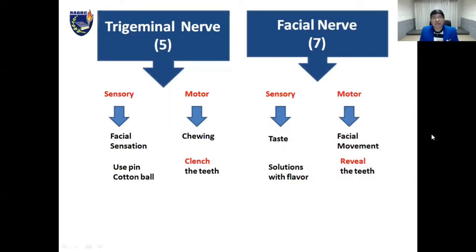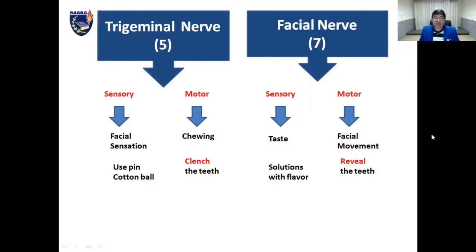Let's take a look at cranial nerve 5. The sensory root is responsible for facial sensation. It's assessed using a pin or a cotton ball. And the motor root is responsible for chewing, and it's assessed by asking the patient to clench the teeth. For cranial nerve 7, it's also sensory motor, so it's a mixed nerve. The sensory root is responsible for the sense of taste. It is assessed using solutions with different flavors. And then the motor root is responsible for facial movement. So it's assessed by asking the patient to smile or to reveal the teeth.